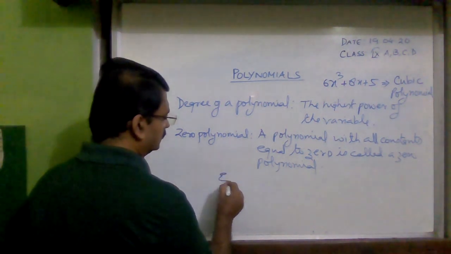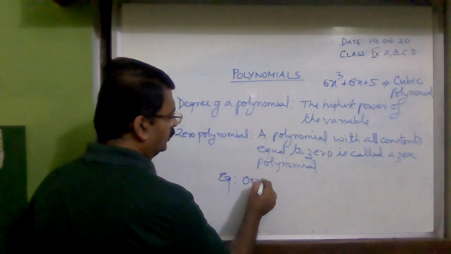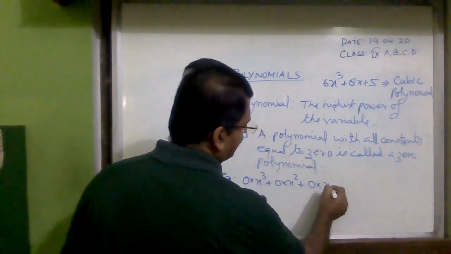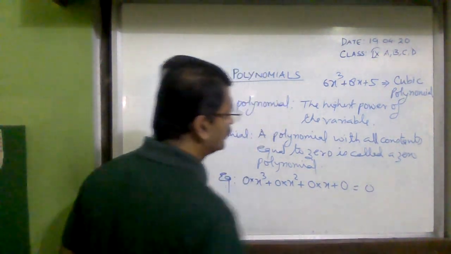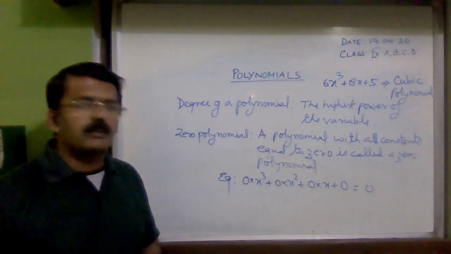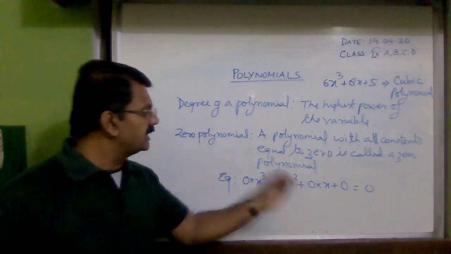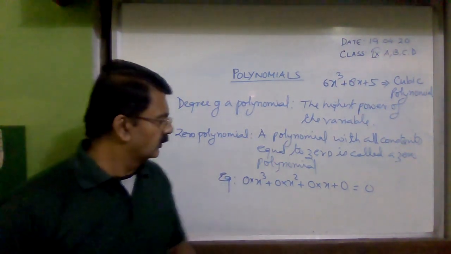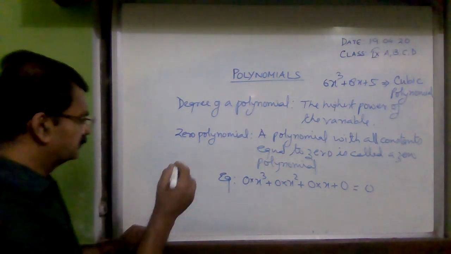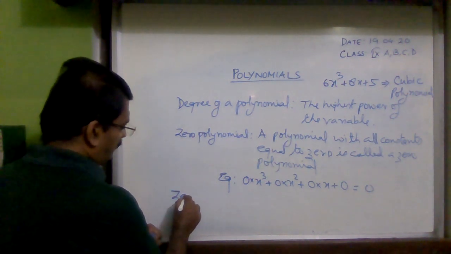For example, if we write 0 into x cube plus 0 into x square plus 0 into x plus 0, which is eventually equal to 0 only, so this is called a zero polynomial. A zero polynomial is one in which all the constants involved are equal to 0. Okay, clear? Now see, zeros of a polynomial.